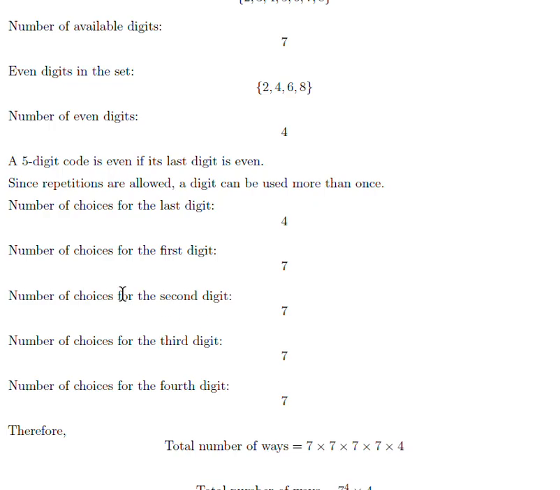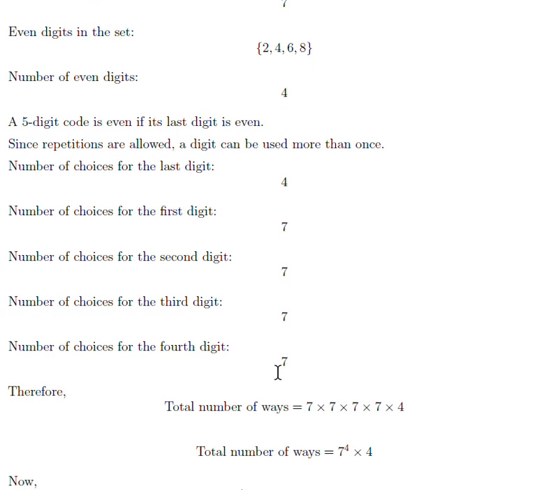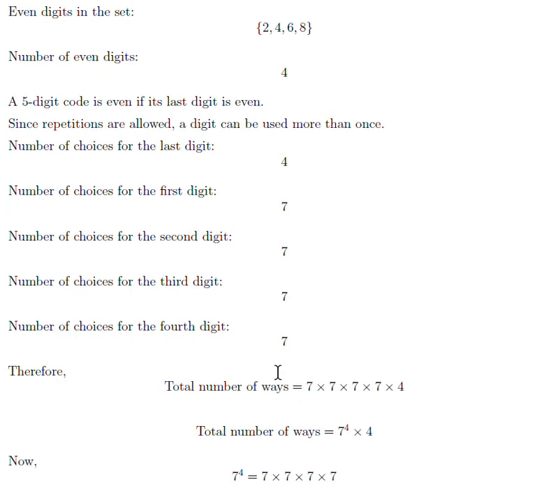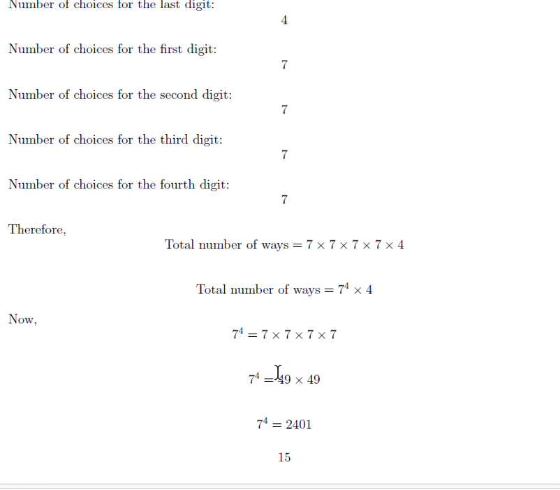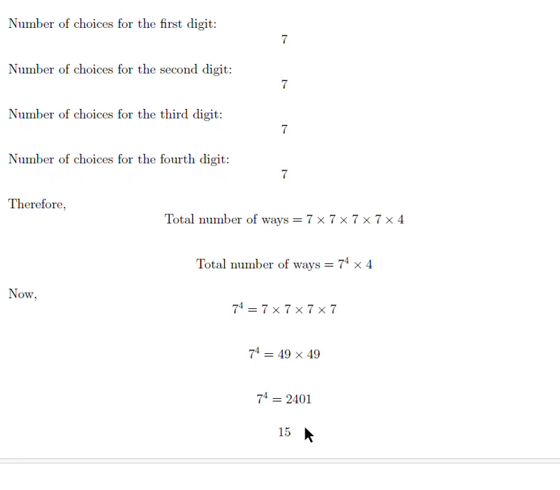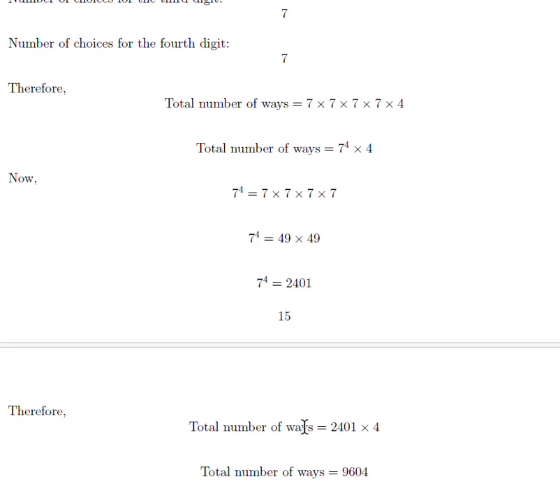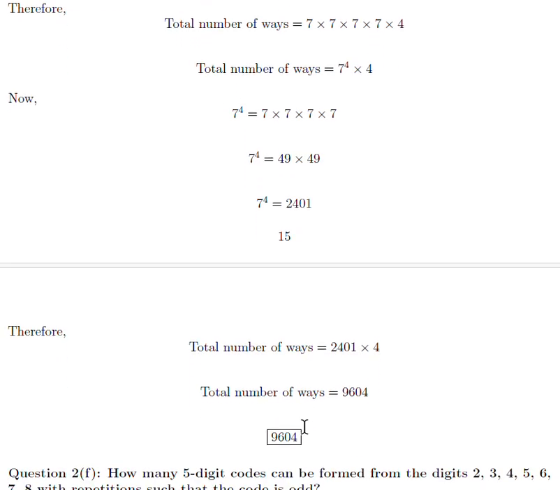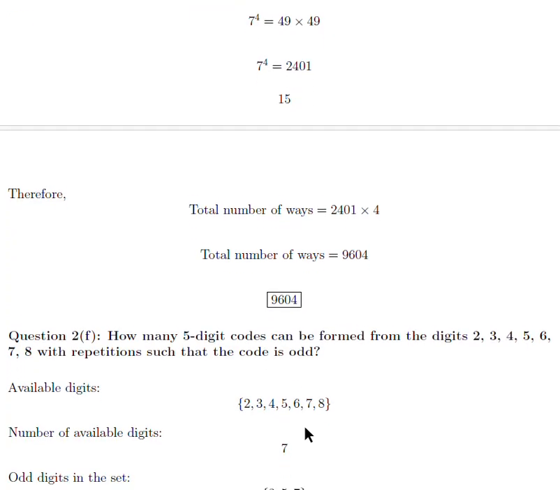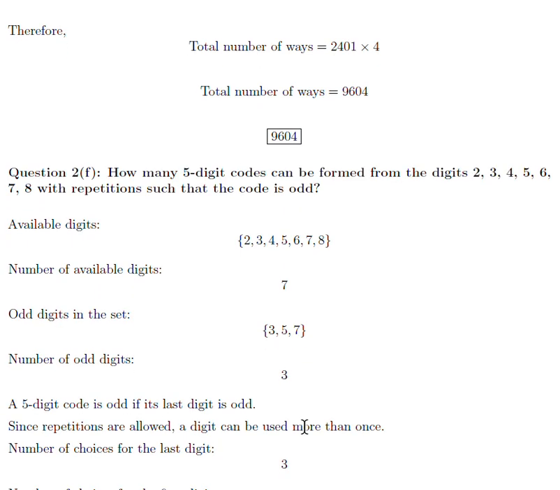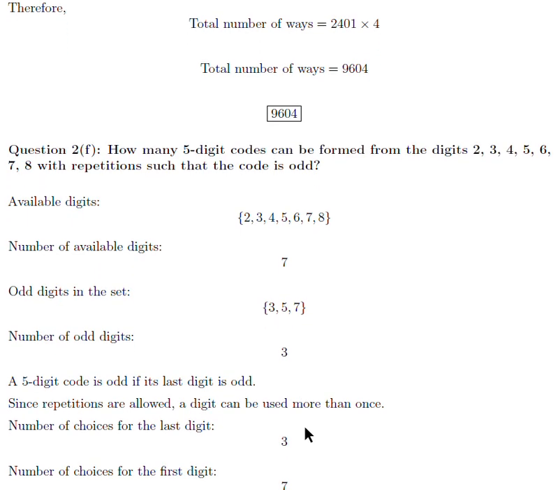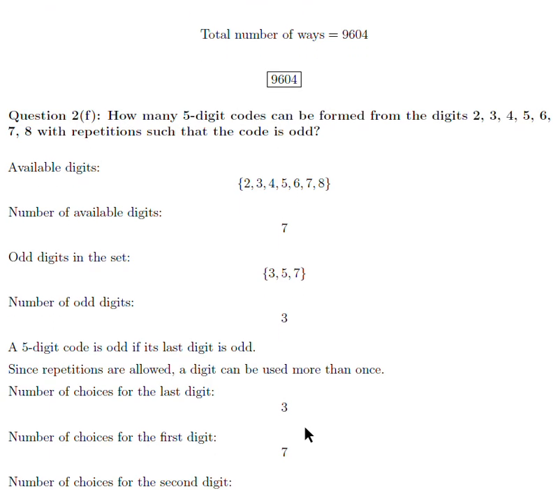And for the second position, the second digit, we have 7 choices as well. Third position, 7 choices, because whatever number has been chosen at any position can still be repeated, right? So the solution at the end of the day is 9604 total shuffles that can give us the desired code at most.